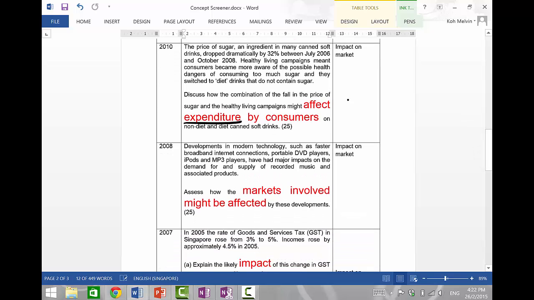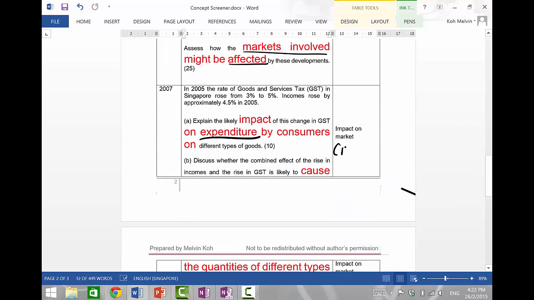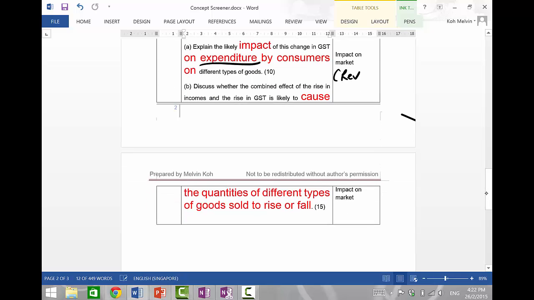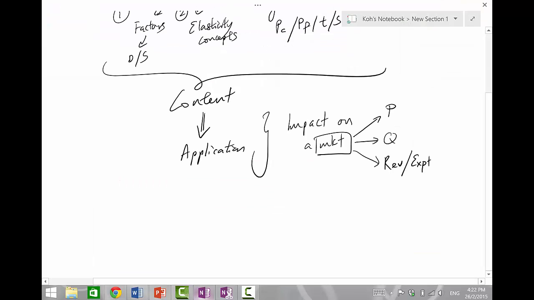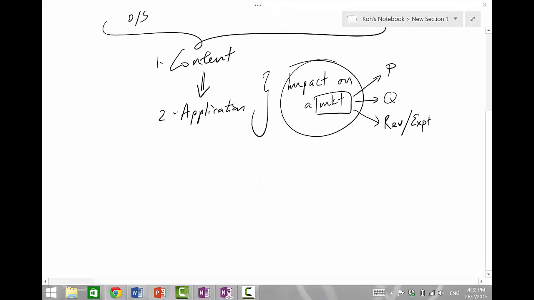2010, impact on expenditure, which is the same as revenue. 2008, how the markets are affected, so we consider P, Q, and revenue. And in 07, impact on expenditure as well as quantity. So you can see quite clearly that a number of essay questions under this topic on demand and supply focus on the impact on the market. If that's the case, you know that this is how you apply the content.